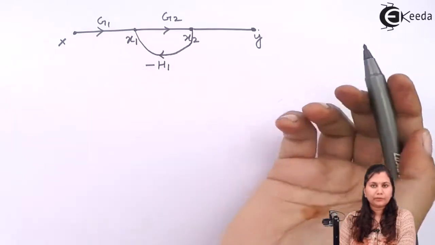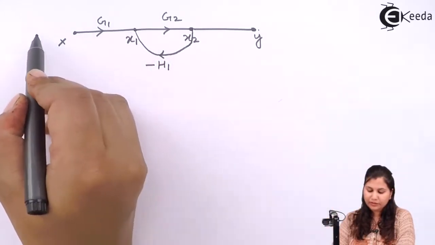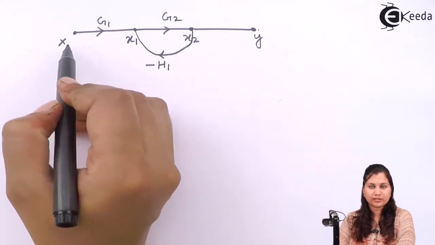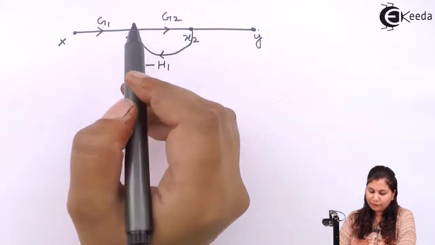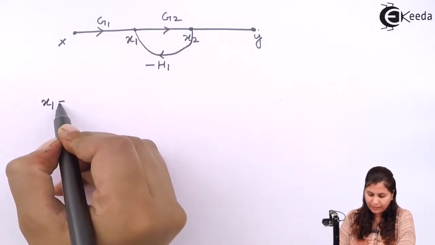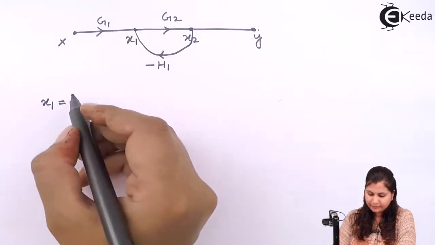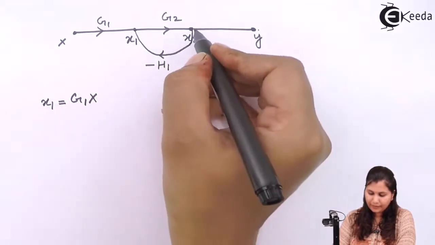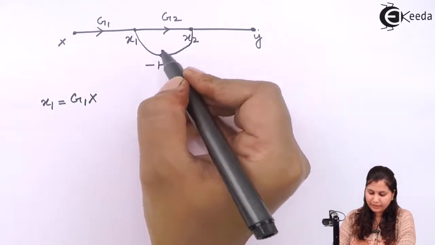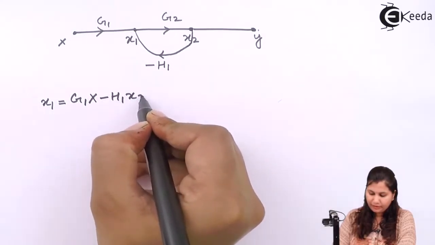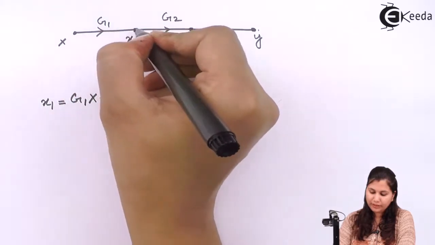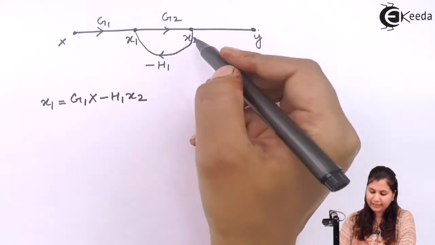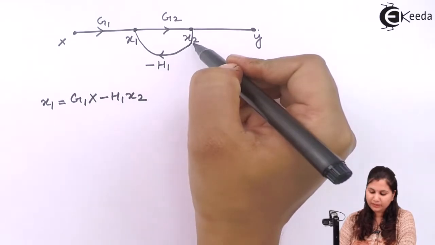So x is the input node, so we don't have to write an equation because there is no incoming signal towards this node. We will not write the equation for the x node. Now for x1, we have g1x minus h1x2. We have to write the equation in terms of the incoming signals towards the node. So at x1 there are 2 incoming signals. One is g1x and the second is minus h1x2.